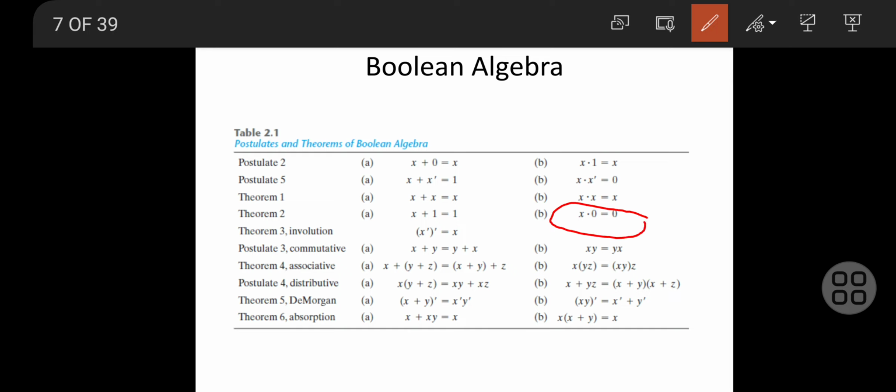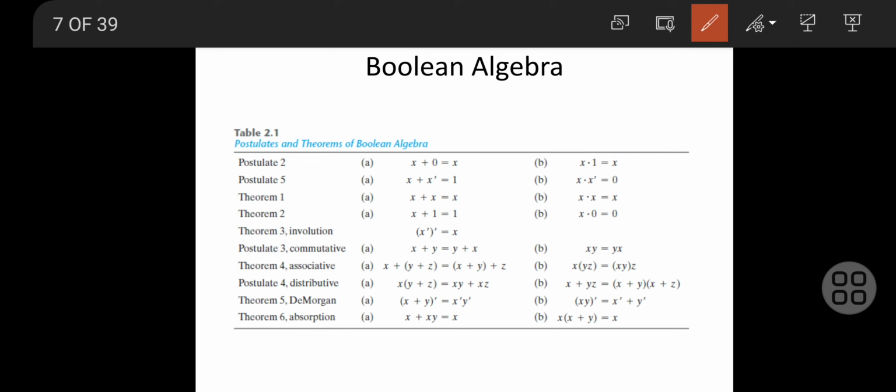So x dot 0 is equal to 0. Anything multiplied with 0 will end up with 0. In an AND gate, if you do 0 dot 0, it will be 0; 0 1 gives 0, 1 0 gives 0, and 1 1 gives 1. So that's also true.